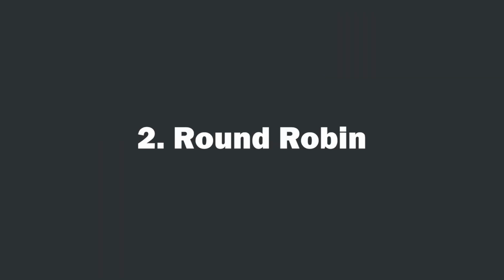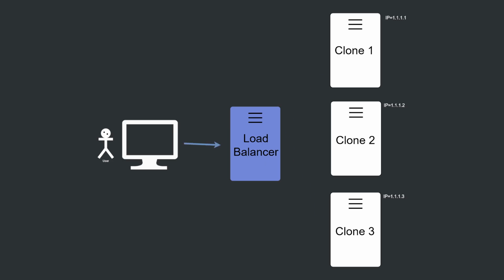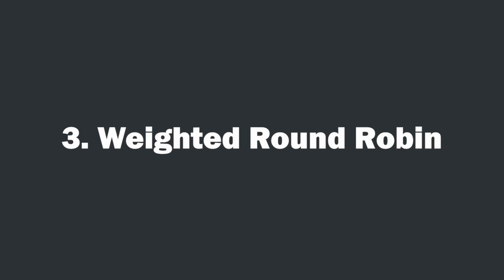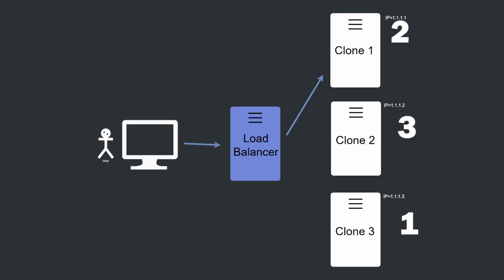Then there is round robin. It just forwards the request to servers in a cycle. There is a more sophisticated version called weighted round robin where a weight is assigned to each server, usually based on its performance if the servers have different hardware, and the decision to move to the next server in a cycle is based on the weight.